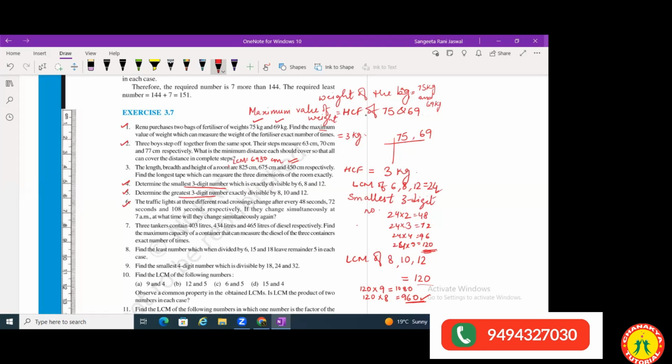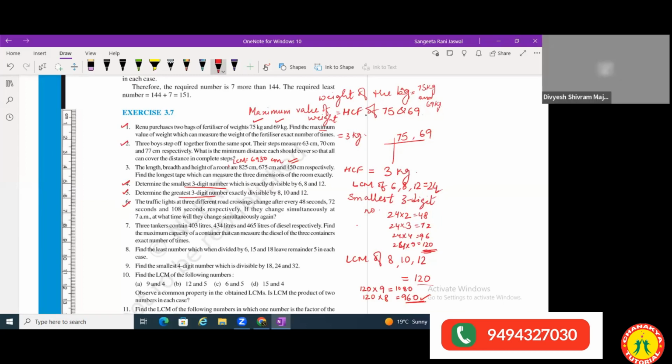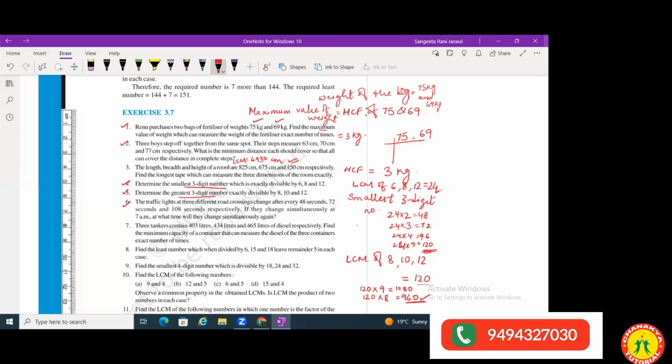Okay. So if they change simultaneously and they keep on changing, so a time comes when they change all at the same time, that is at 7 a.m. So what is the next time? At what time will they change simultaneously again? You understood the question? Yes, ma'am. So in this case, what will you do?